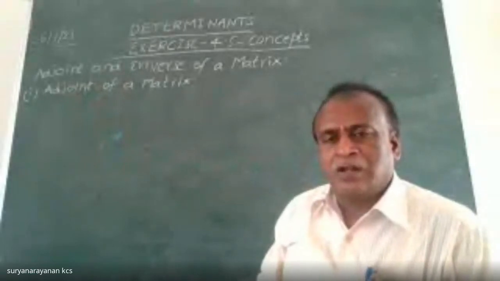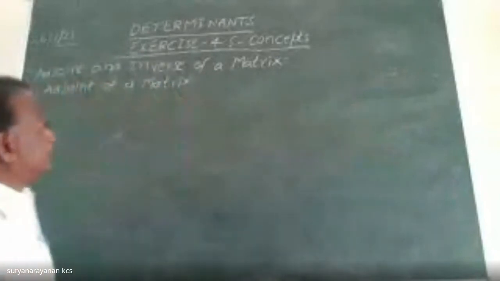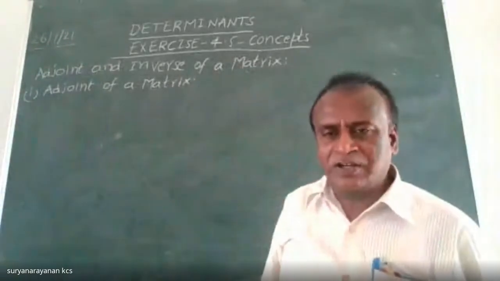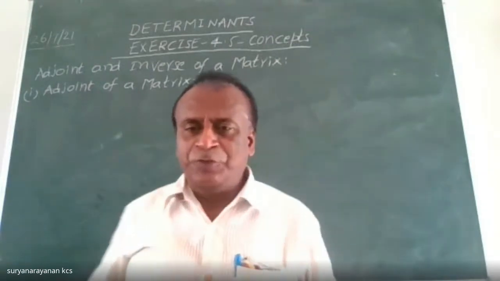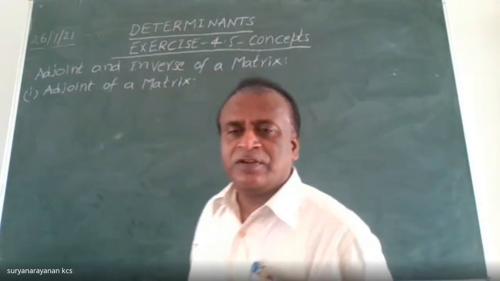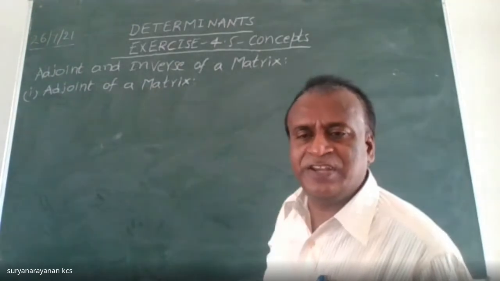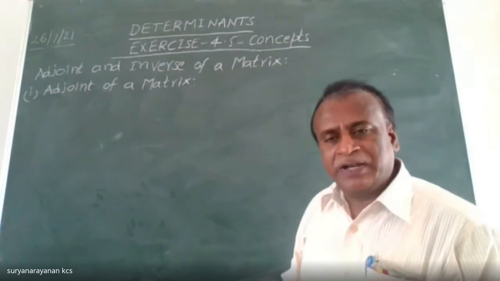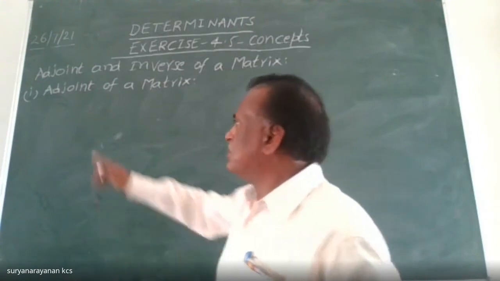Then how to find adjoint of a matrix? What is meant by adjoint of a matrix? Very simple concept. It's not a very difficult concept. Adjoint of a matrix is a very simple concept if you know how to find cofactors of elements of a matrix. Finding cofactors of every element in the given matrix. If you are strong in that concept, then this concept is very easy.